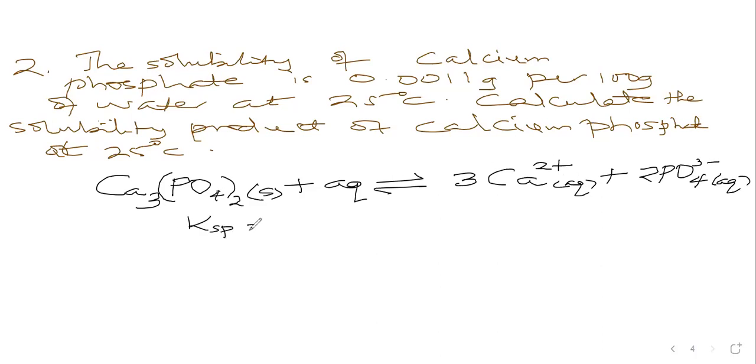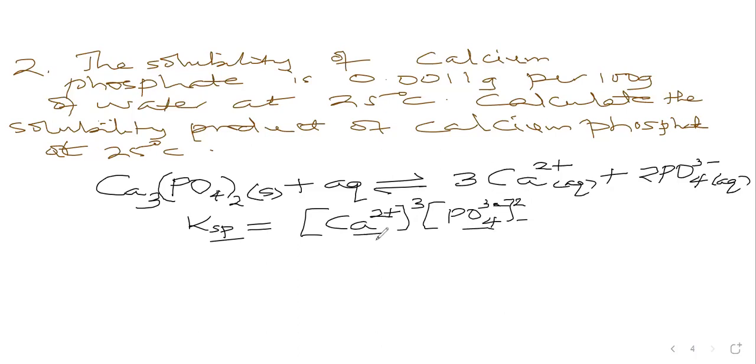So Ksp is equal to the molar concentration of calcium ions, to the power 3, multiplied by the molar concentration of the phosphate ions, 3 minus, to the power 2. So to get Ksp, we must have this and this, which we substitute here and get our Ksp value.